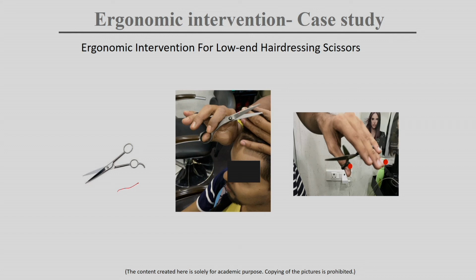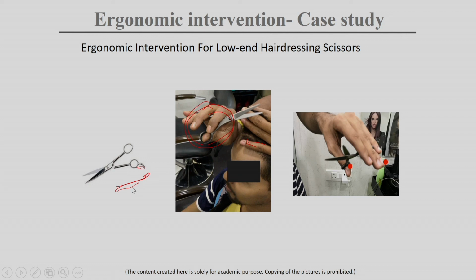So if you see this, they are adapting a certain posture to hold the shear and use it efficiently. Also, depending on the part of the hair they are cutting, they change the posture and the way they are holding the shear. In this project, we first understood the existing condition with the existing scissor, which is this one, and how the person is adapting. They put their thumb here and rest the other fingers here.